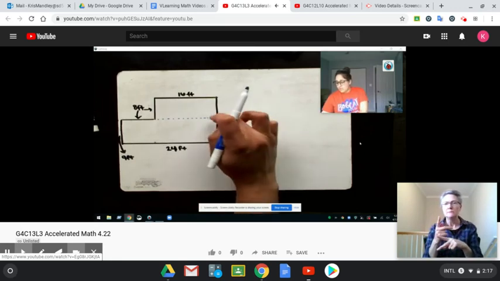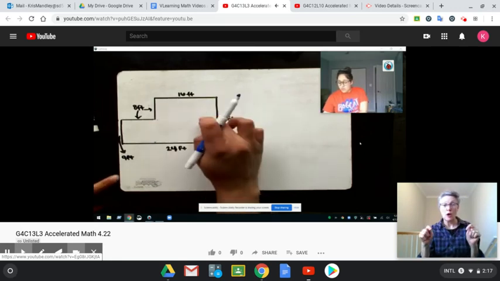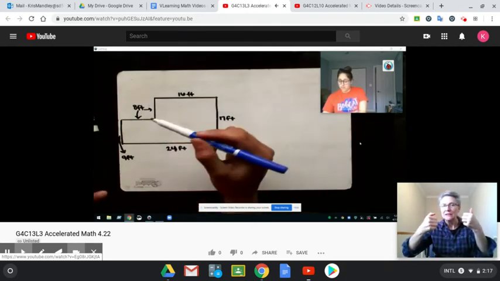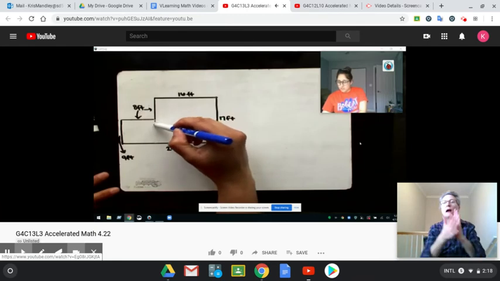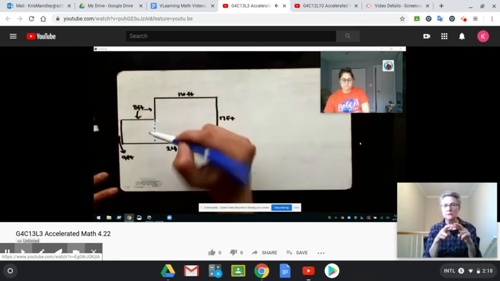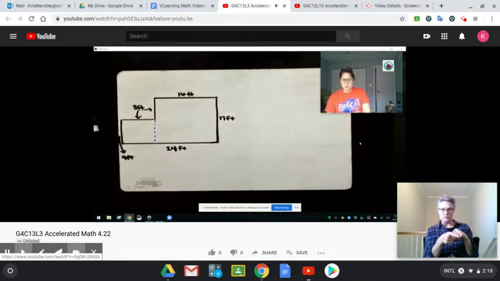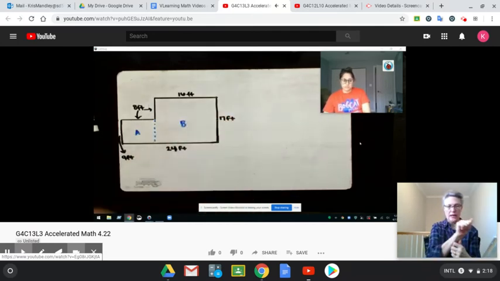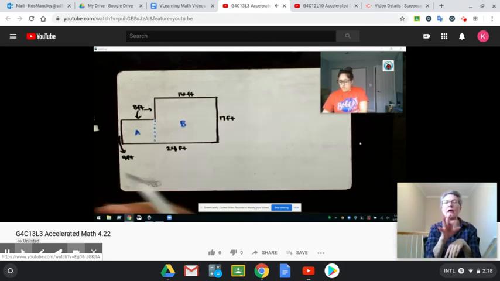So you could tackle that problem in 2 different ways, just by figuring out how we could split this figure into 2 rectangles that we could find the area of. I'm going to stick with this one. All right, so now I've got 2 figures. We'll call this figure A and this one figure B. Okay, so let's start by finding the area of figure A, right?